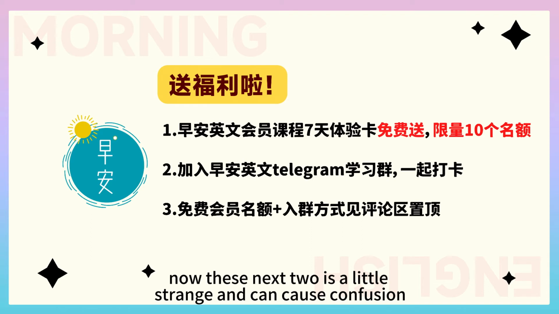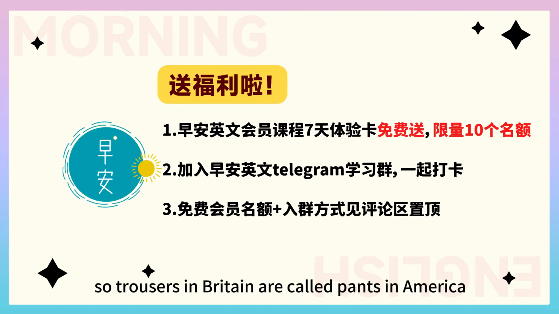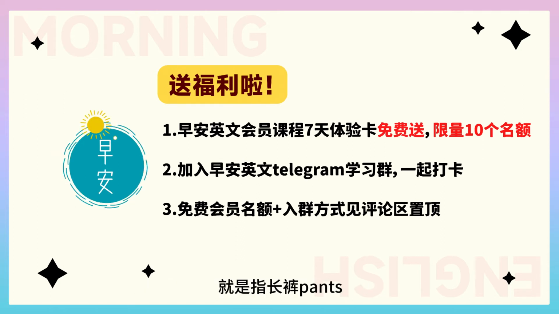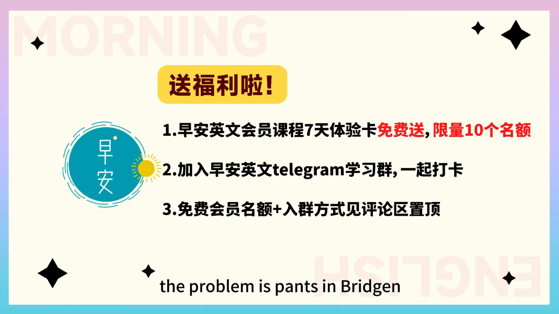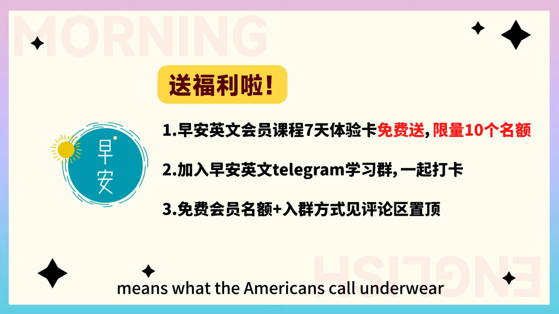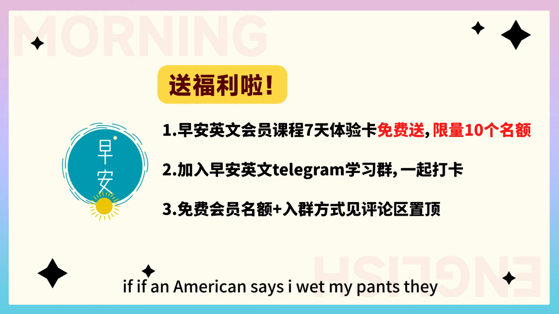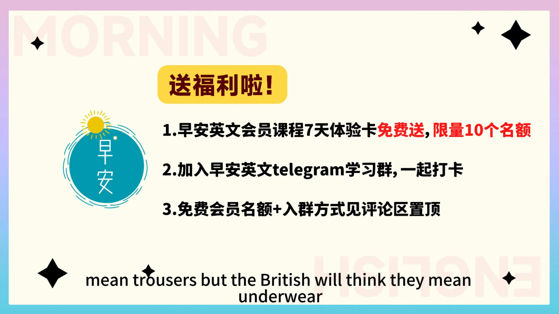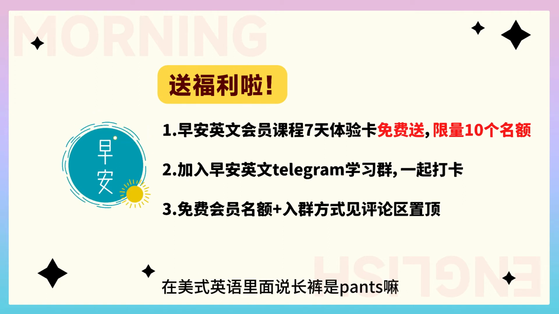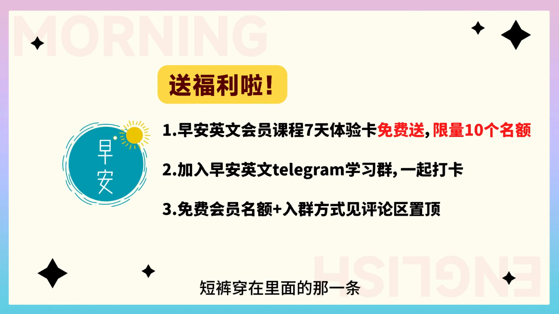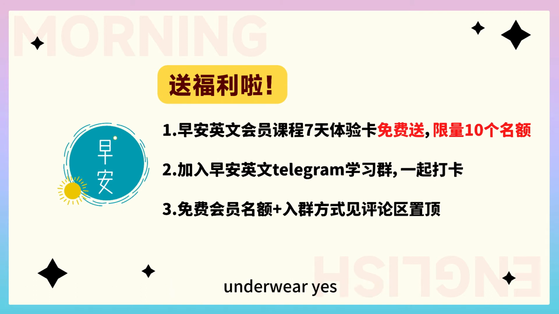Now, these next two are a little strange and can cause confusion. Trousers in Britain are called pants in America. 这个指长裤，在英式英语里面说 trousers，T-R-O-U-S-E-R，但是在美式英语里面叫做 pants，P-A-N-T-S. Now, the problem is pants in Britain means what the Americans call underwear. So if an American says, I wet my pants, they mean trousers, but the British will think they mean underwear. 在英式英语里面 pants 是穿在里面的内裤，但是在美式英语里面我们叫 underwear.